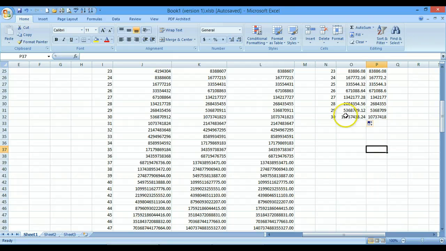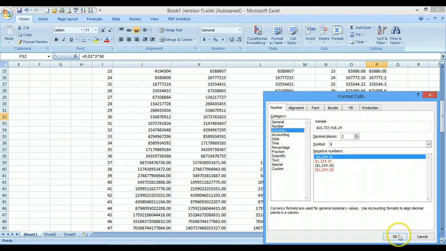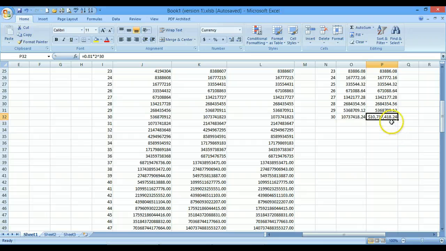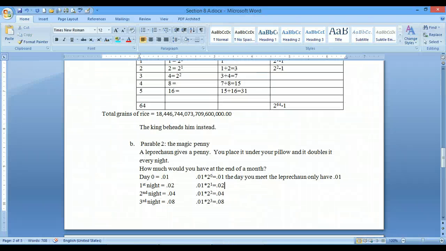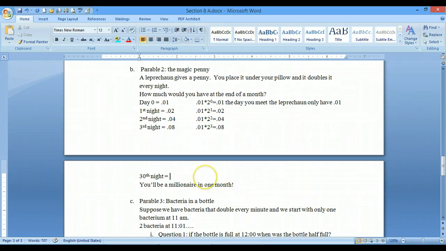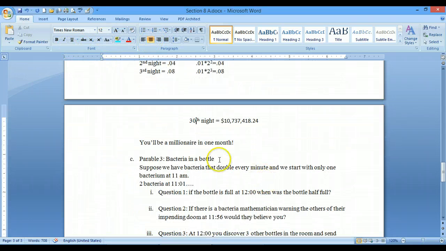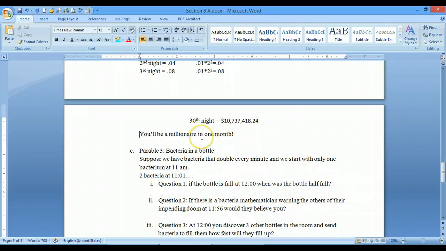Good. So at the end of a month, let's highlight this format because we only need that one. Currency. Wow. Now that we have our commas in there, this goes over to $10 million. Copy, and at the end of 30 nights, you will have $10 million. I'm going to bring this over just a little bit to match up with my notes. Let's keep going.